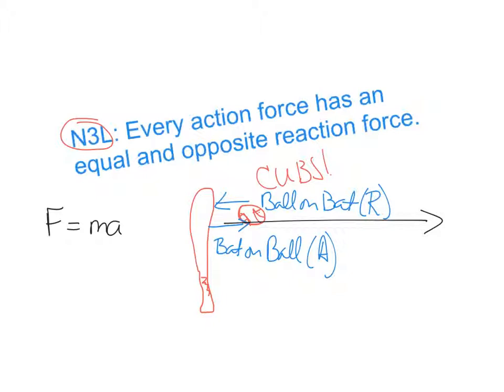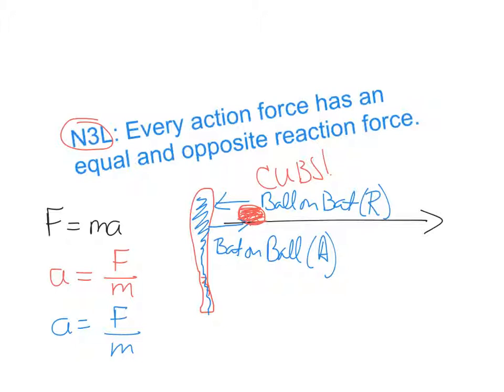So if we use blue for the bat and red for the ball, we have acceleration equals F over m, and acceleration equals F over m. The equation stands true regardless. They're both going to accelerate, just at different rates.